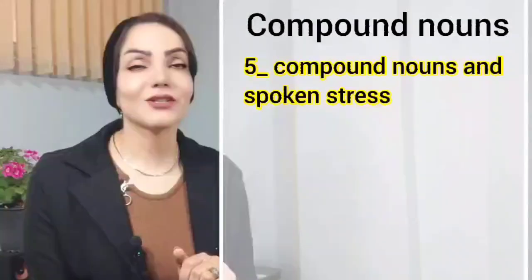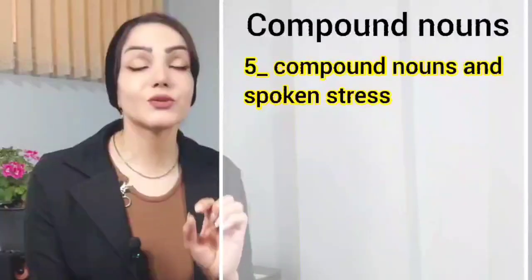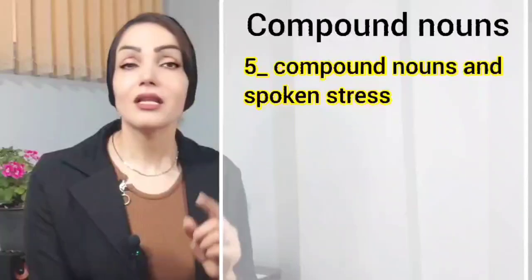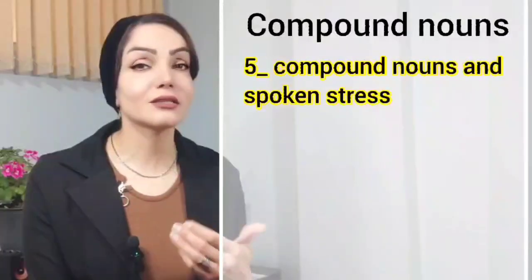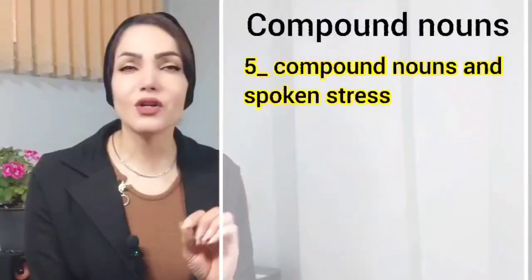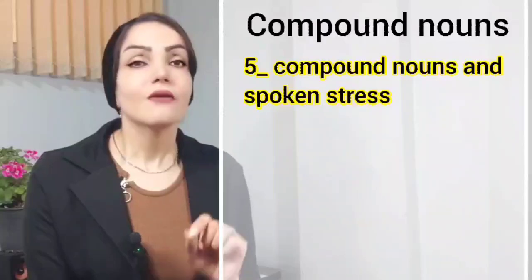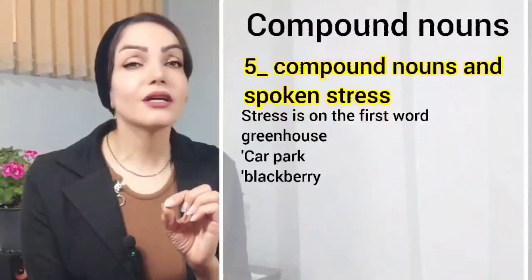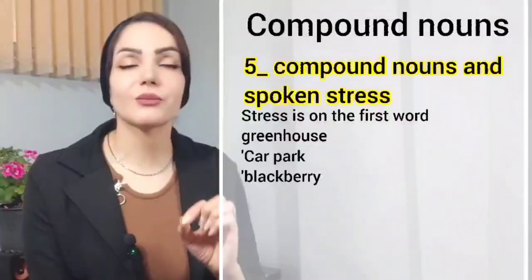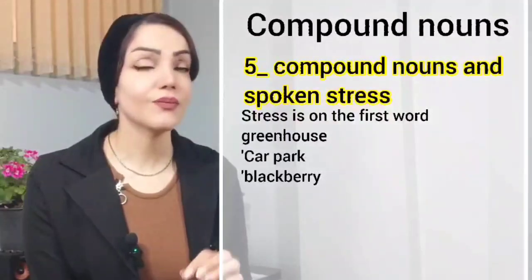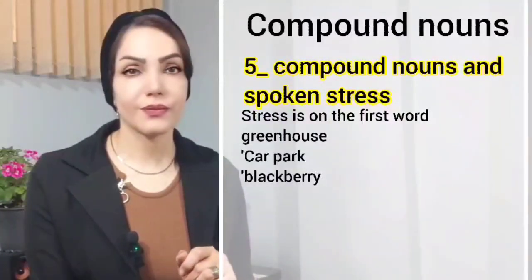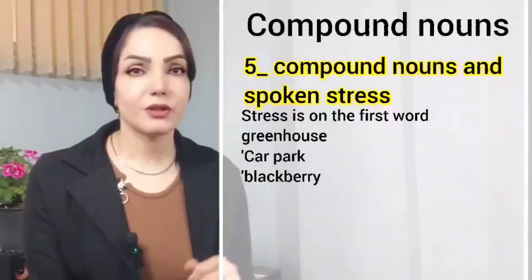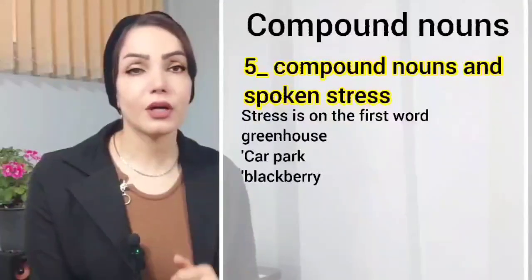And finally, we're going to talk about compound nouns and spoken stress. Let me tell you something. I want to make it crystal clear once and for all. When we have a compound noun, stress is on the first part of the compound noun. For example, greenhouse or blackberry, car park.